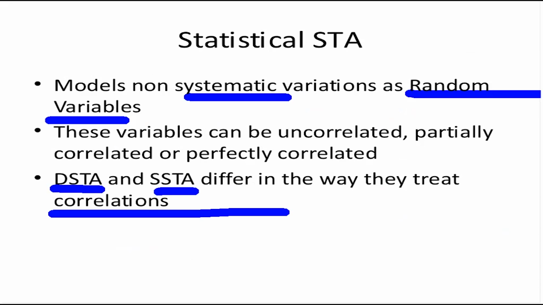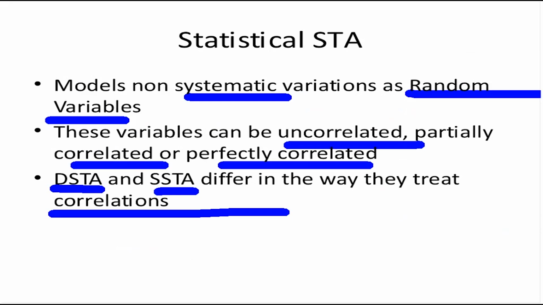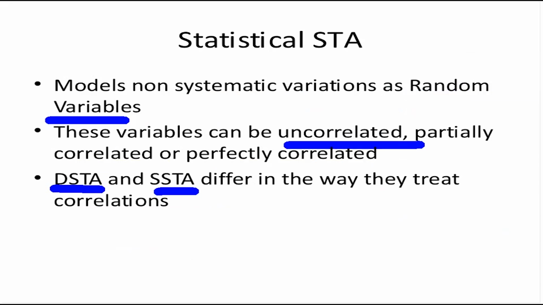SSTA can model the variables as perfectly random, that is uncorrelated, partially correlated, or perfectly correlated. And this is what happens in the real world. Not all variables will be perfectly correlated. This is what SSTA models, right?